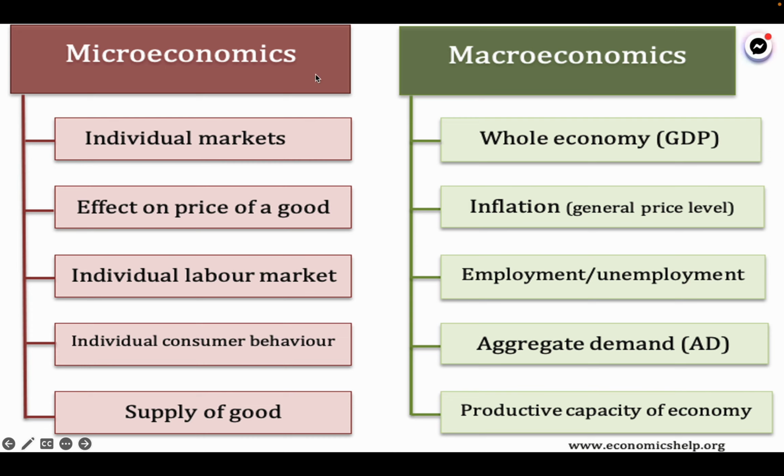So microeconomics talks about the individual market, effect on price of goods, individual labor market, individual consumer behavior, supply of goods. So in total it talks about the individual consumer, the individual person. But when we talk about macroeconomics, it's the whole economy: GDP, inflation, general price level, employment and unemployment of the country, aggregate demand, productive capacity of the economy. So majorly it talks about the country's GDP, employment, inflation, aggregate demand and productive capacity. So this is what is covered in microeconomics and macroeconomics.